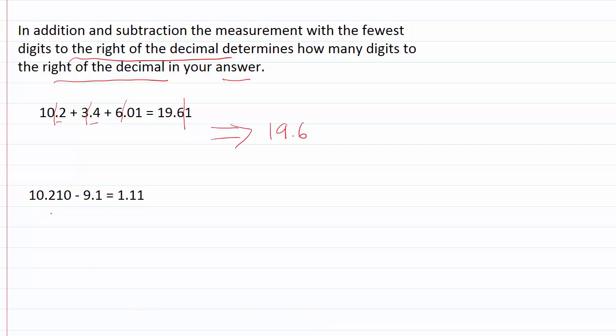Now the next example is a subtraction, and I'm subtracting 9.1 from 10.210, and the answer is 1.11. However, in the first quantity, I have 3 places past the decimal. In the second quantity, I only have 1 place past the decimal. So 1 place past the decimal is as far as I can go. I'm going to have to call this 1.1.